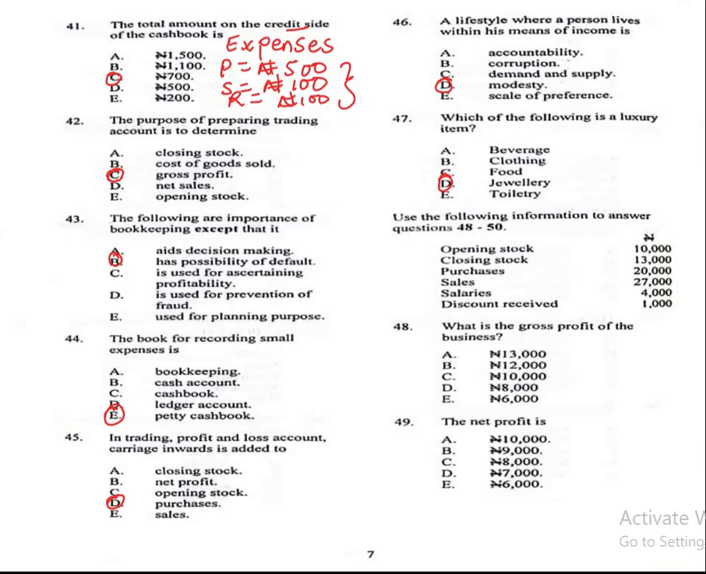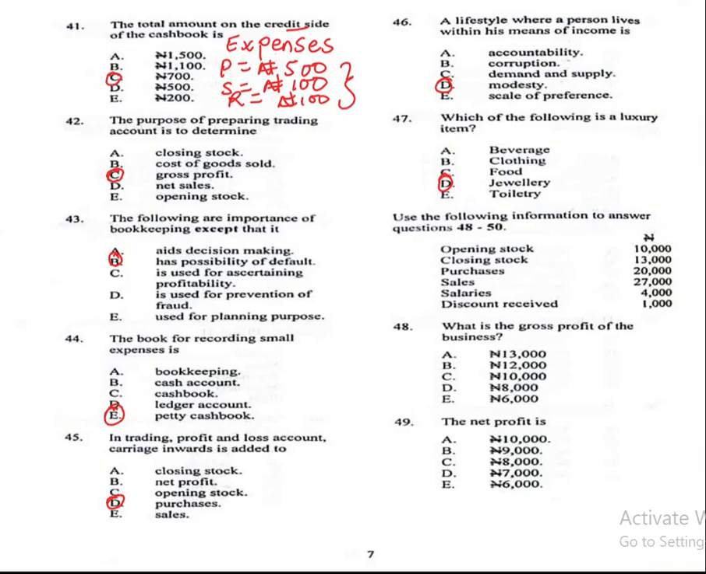Time for more calculations. Use the following information to answer questions 48 to 50. Opening stock 10,000, closing stock 13,000, purchases 20,000, sales 27,000, salaries 4,000, discount received 1,000. The question says, what is the gross profit of the business? A, 13,000, B, 12,000, C, 10,000, D, 8,000, E, 6,000.